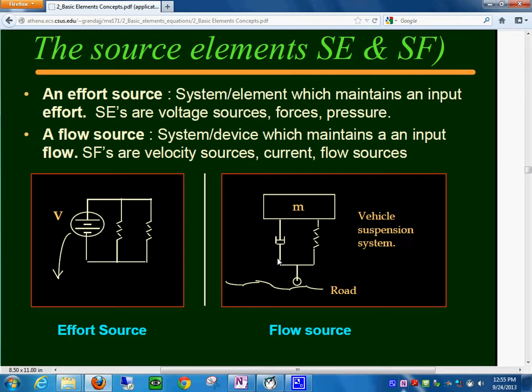And then you have the two sources, which are also easy to recognize. Like you have the effort source for a voltage source. You have a velocity source on the bottom of this suspension. And it has to be a velocity source because if that's the model of a suspension of a vehicle or so, you're forcing the suspension to follow the profile.